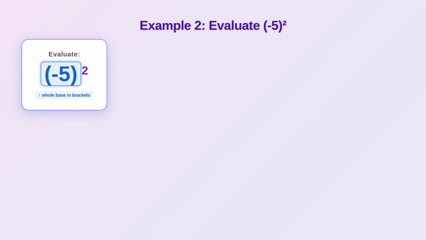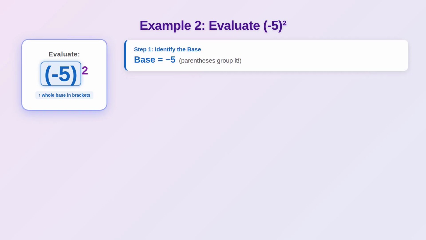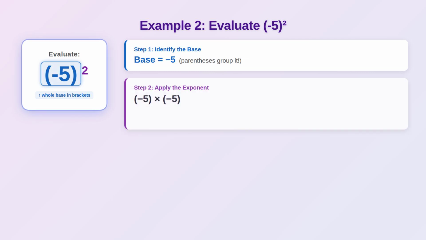Same number, but now with parentheses. -5 in parentheses squared. Let's work through it. Step 1. The parentheses tell us the base is -5.